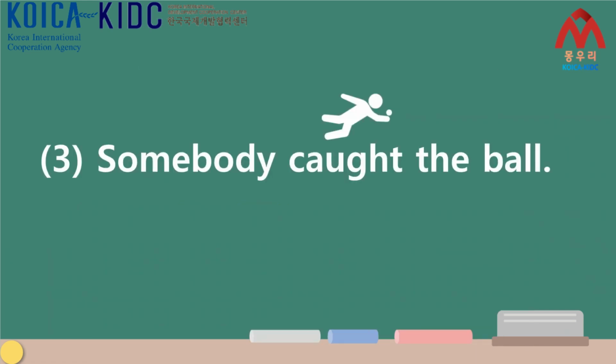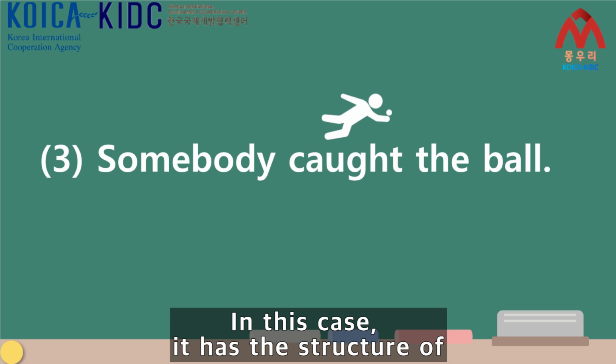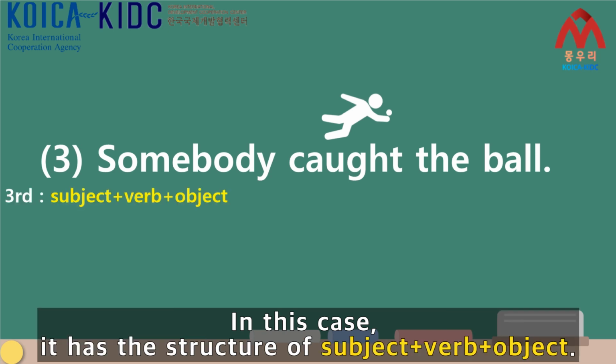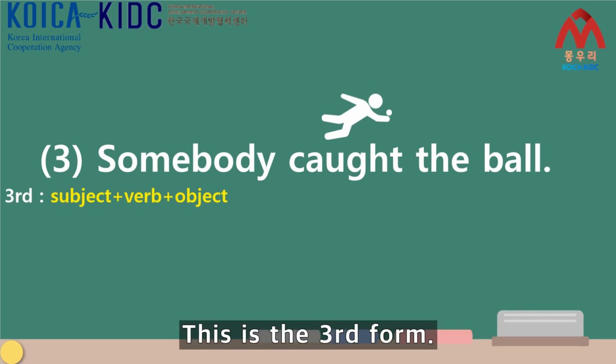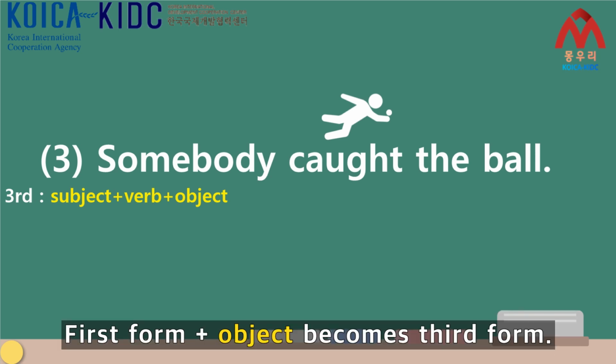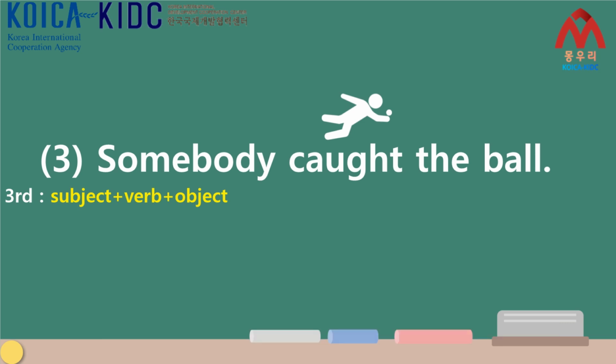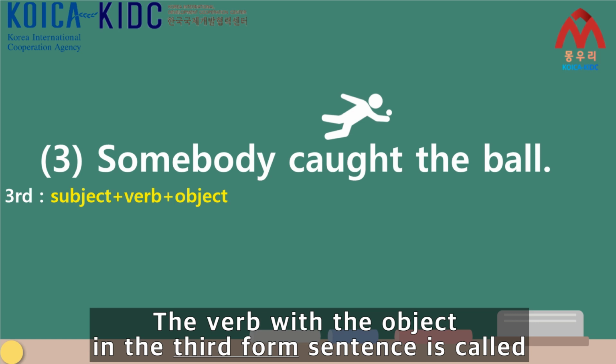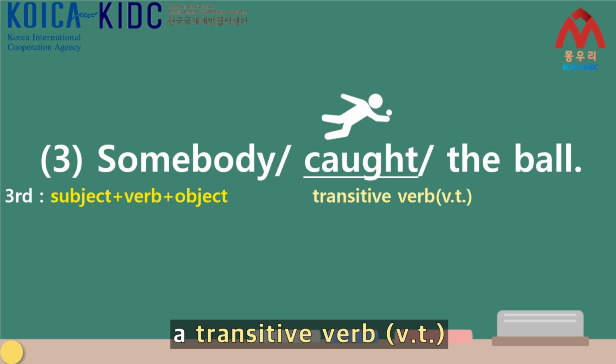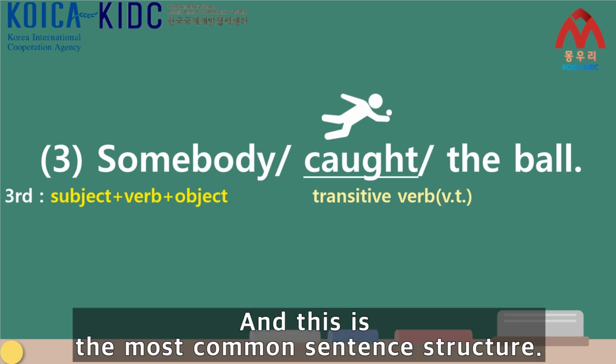Number 3. Somebody cut the board. In this case, it has the structure of subject plus verb plus object. This is the third form. First form plus object becomes third form. The verb with the object in a third form sentence is called a transitive verb. And this is the most common sentence structure.